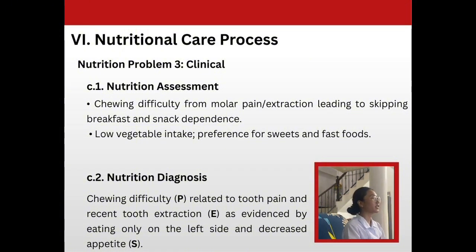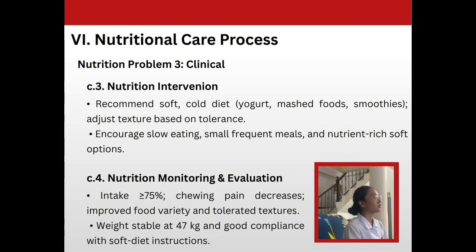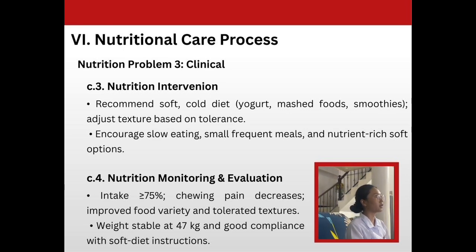For the diagnosis, chewing difficulty related to tooth pain and extraction, as evidenced by eating only on the left side and decreased appetite. For the intervention, recommend a soft cold diet such as yogurt, smoothies, mashed foods, and soft rice. Modify texture based on tolerance, encourage slow eating and small frequent meals, and guide on nutrition-rich soft options.